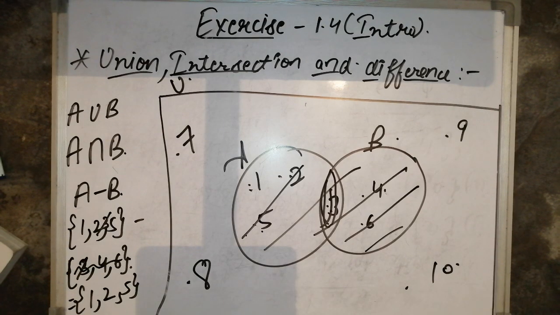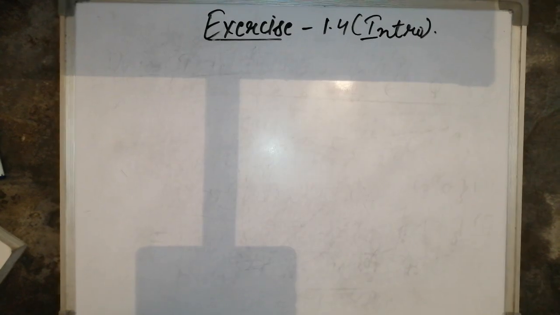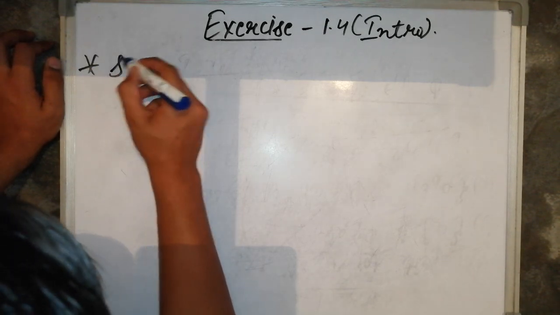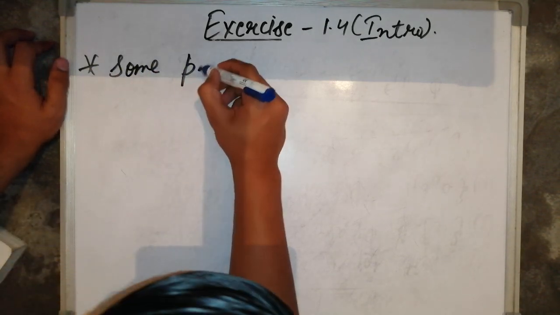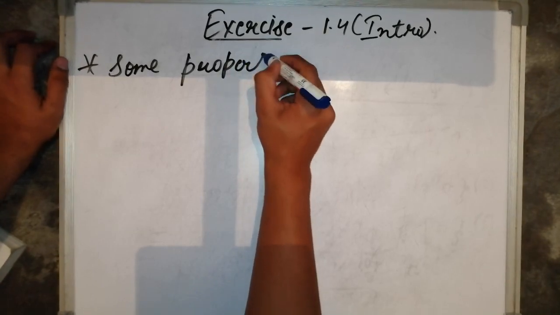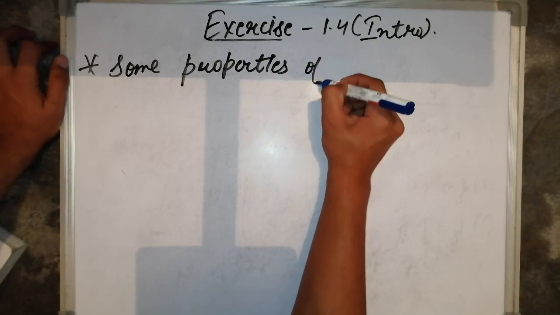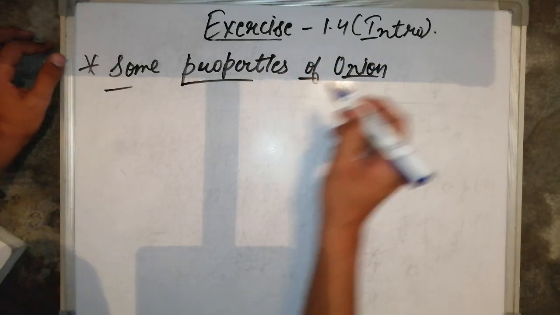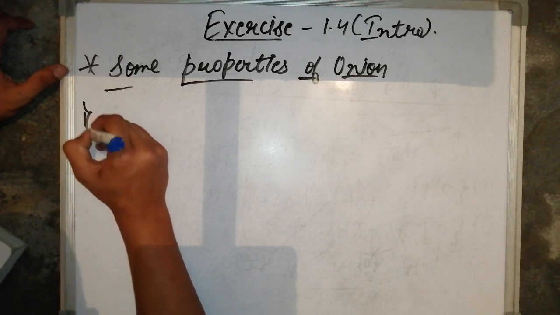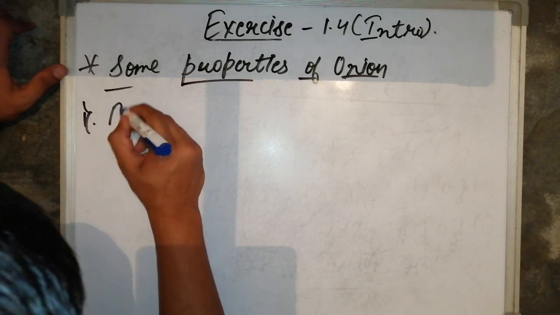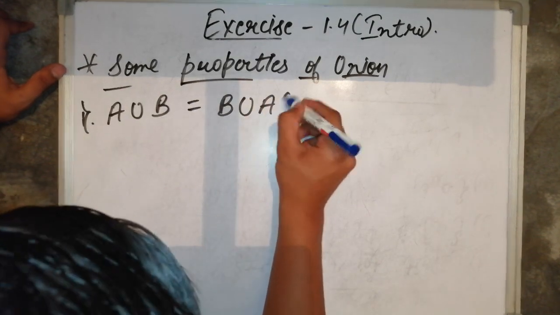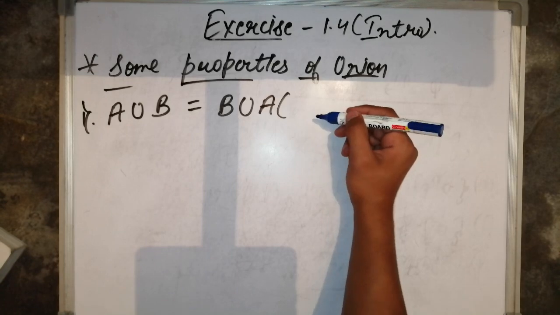Now let's talk about some properties of the operation of union. Pause the video, note it down. Properties of union. Our first property is A union B is equal to B union A. It is the commutative law.